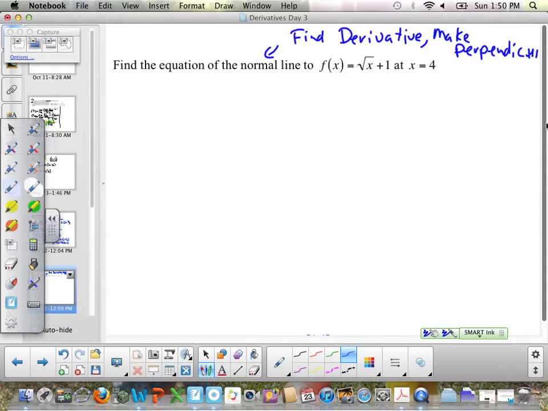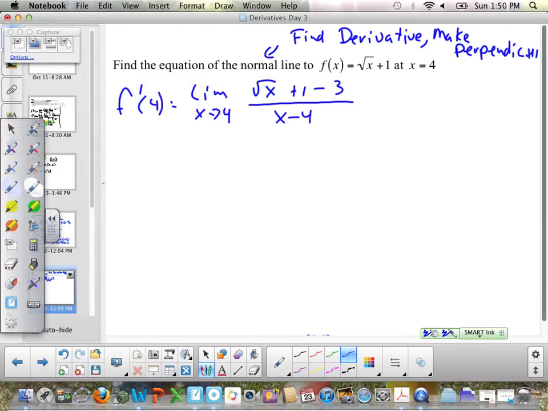Okay, so all we're going to do is the same thing, just when we're done we need to use the perpendicular: negative 1 over the reciprocal. All right, so we'll start. f prime of 4 equals the limit as x approaches 4 of f of x, square root of x plus 1, minus f of 4, square root of 4 is 2, plus 1, 2 plus 1 is 3, over x minus 4.